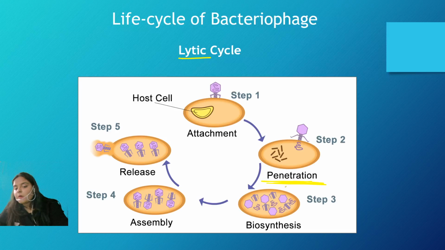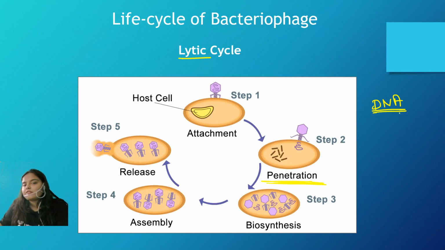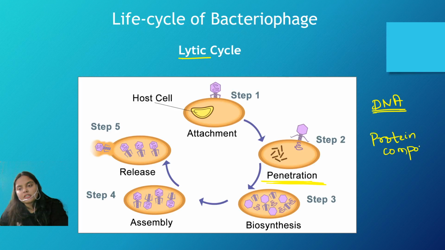Okay, now what happens? This viral particle hijacks the host machinery, and it starts replicating its own DNA. First of all, its own DNA is replicated. Then, based on the information from the DNA, various protein components are synthesized, which are needed for the synthesis of the head, neck, and tail fibers. That means the biosynthesis phase is taking place here.